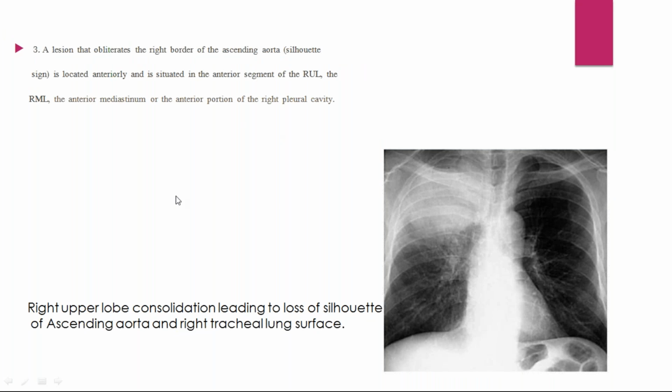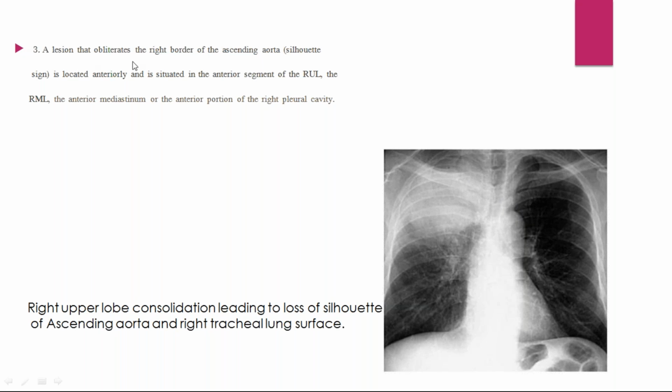And a lesion that obliterates the right border of the ascending aorta is located anteriorly. Here there is some difference between the ascending aorta and the aortic knob. The ascending aorta is anterior in location, whereas the aortic knob is posterior in location. Therefore, if there is any obliteration of the border of the ascending aorta, that means the lesion is anterior, compared to a lesion which obliterates the border of the aortic knob, which is posterior in location.